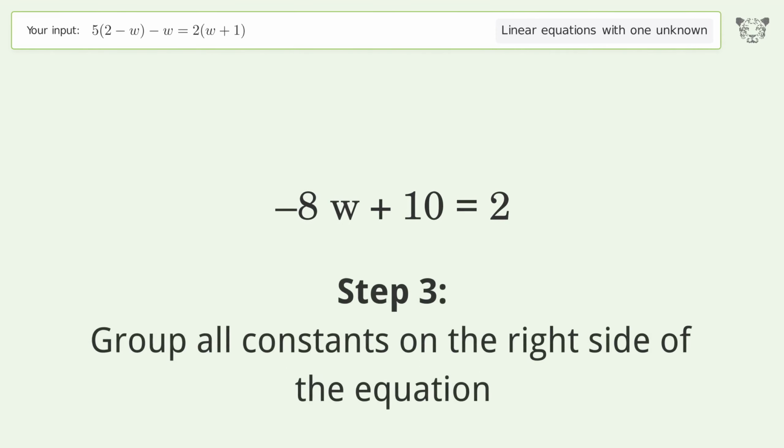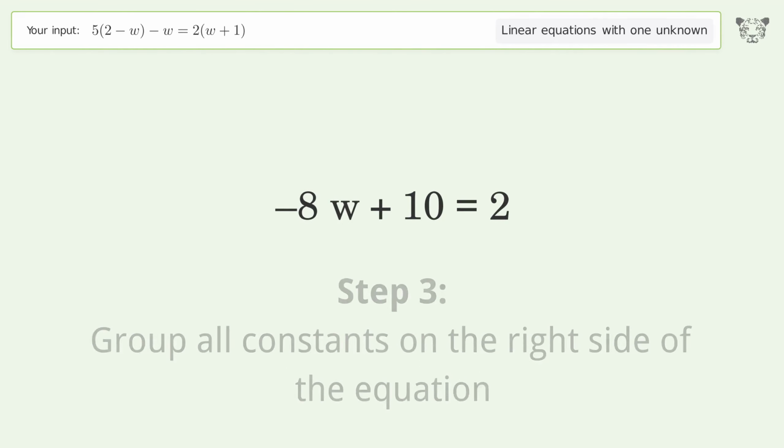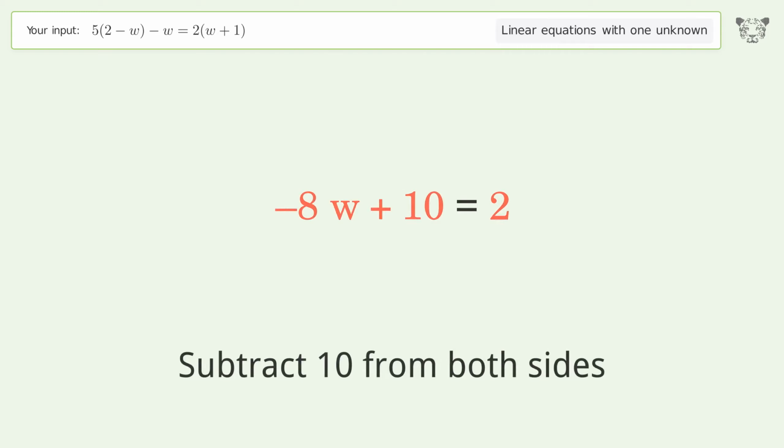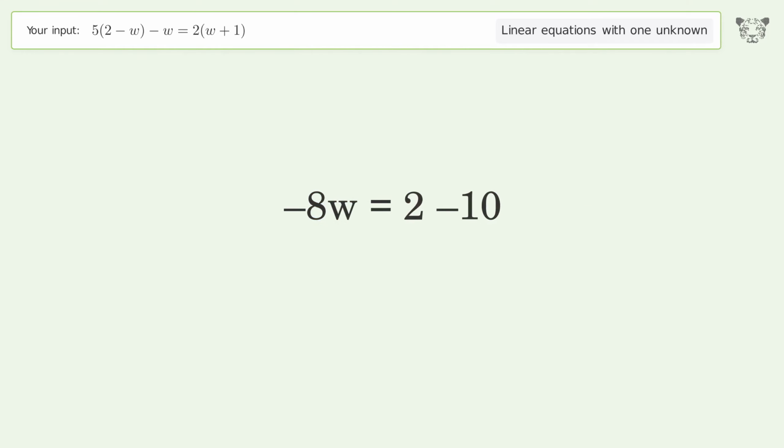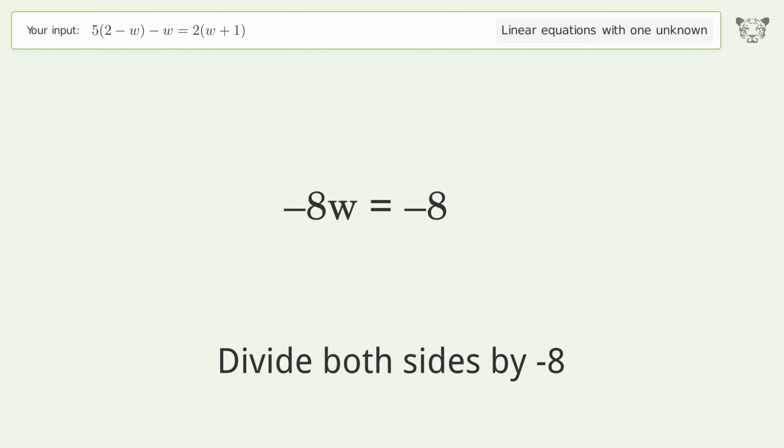Group all constants on the right side of the equation. Subtract 10 from both sides. Simplify the arithmetic. Isolate the w. Divide both sides by -8.